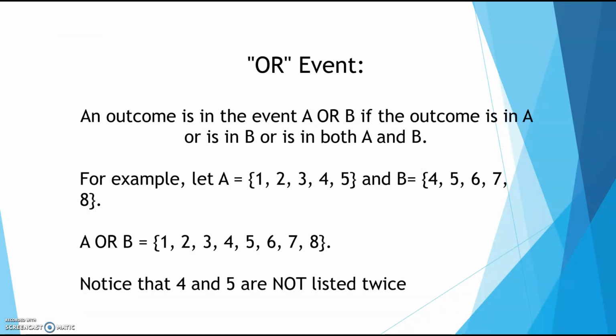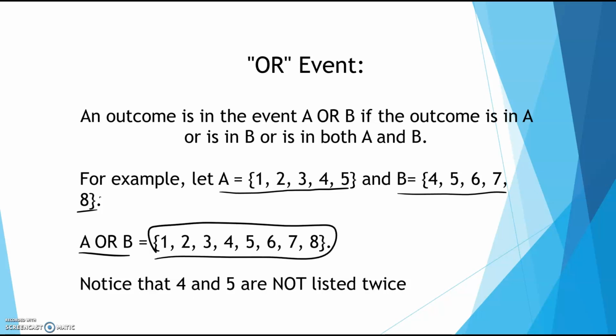Now something called an OR event. What you're going to do is put together everything, except you're not going to list the repeats twice. You're just going to list them once. So this is putting everything together, no repeats. If I've got event A and event B, and I'm trying to find A or B, I'm going to take the 1, 2, 3, 4, 5, and put it here. Then, okay, I've already got a 4 listed, I've already got a 5 listed, so I'm not going to list them again. Then I'll take the 6, 7, and 8. So here you've combined both A and B without the repeats.